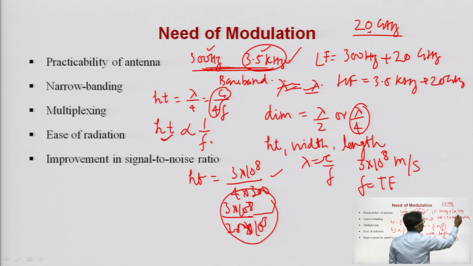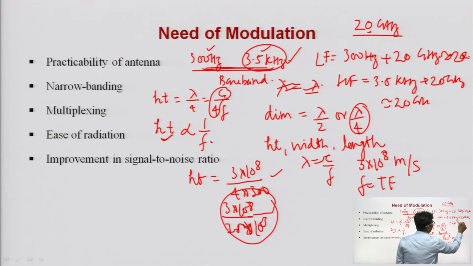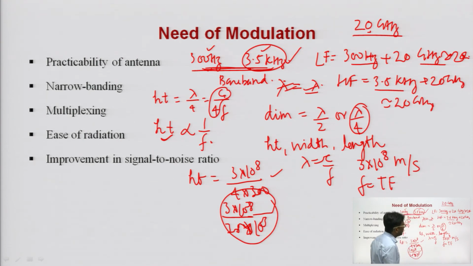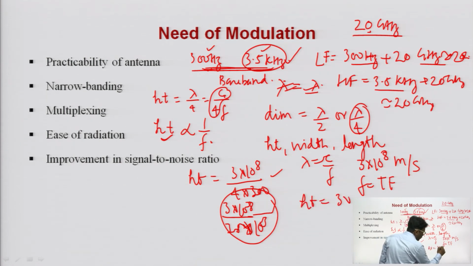So, you can see that the lowest frequency is almost 20 gigahertz, and the highest frequency is also almost 20 gigahertz, because 300 hertz compared to 20 gigahertz, and 3.5 kilohertz with respect to 20 gigahertz, is almost negligible. So, the height of the antenna I require is 3 into 10 to the power 8 divided by 4 into 20 gigahertz. Giga means 10 to the power 9.